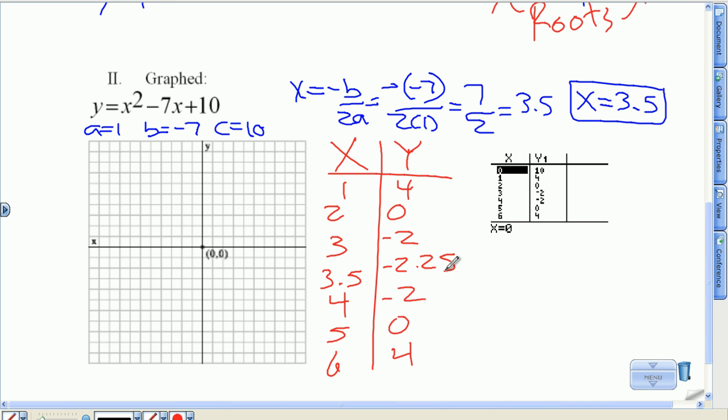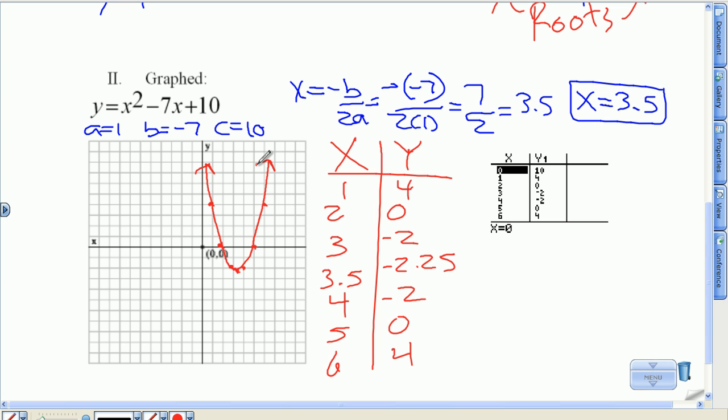We have the point 1, 4, 2, 0, 3, negative 2, 3.5, negative 2.25, which is going to go right around there, 4, negative 2, 5, 0, and 6, 4. So here we go. Got to be really careful. All those points are nice and close together. We want a beautiful graph. They did not give us values to graph between, so we are going to put arrows on the end of our graph.